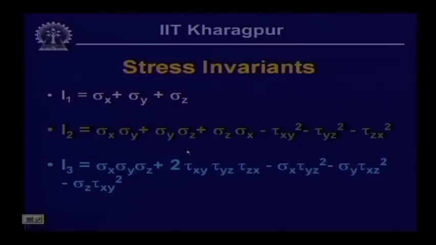Now, we have seen the cubic equation in sigma n, from which we have obtained 3 roots sigma 1, sigma 2 and sigma 3, and we have looked into 3 coefficients I 1, I 2 and I 3, where I 1 is sigma x plus sigma y plus sigma z. I 2, if we expand those determinants, you will get in this form: sigma x sigma y plus sigma y sigma z plus sigma z sigma x minus tau xy square minus tau yz square minus tau zx square. And the third invariant, I 3, if we expand the determinant, we will get in this form. Now, these we call the invariants.